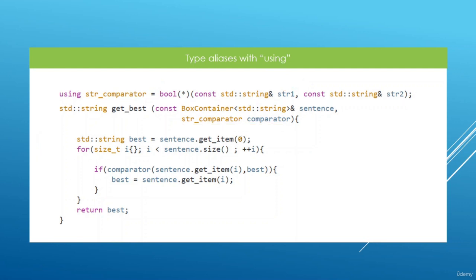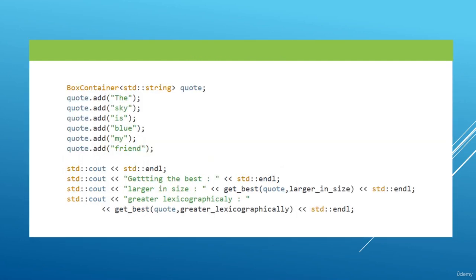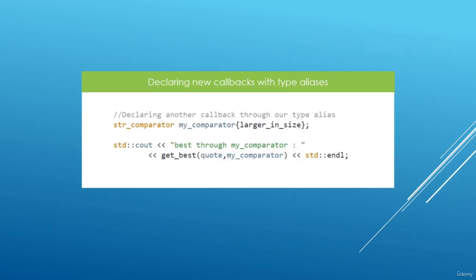Once we have this type alias, we can really use it to do all kinds of crazy things. For example, here we can pass our function callbacks, and things are going to work really well. But we can also use our type alias to set up other callbacks. For example, we can say StrComparator and say myComparator and pass whatever function pointer we want to be used as our comparator, and we can use that in a call like we do here.